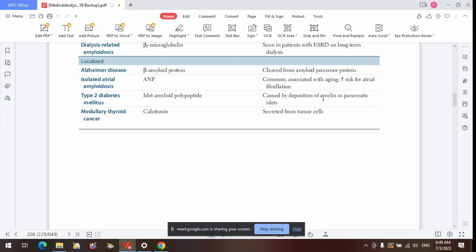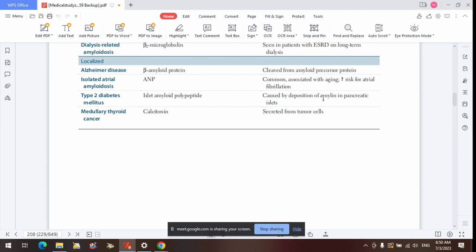So that is why when we were doing endocrine, we said type 2 DM is due to insulin resistance. It's not due to a problem with the beta pancreatic islet cells. But with time, we are going to be having destruction of those beta islet cells. It is due to this amyloidosis.